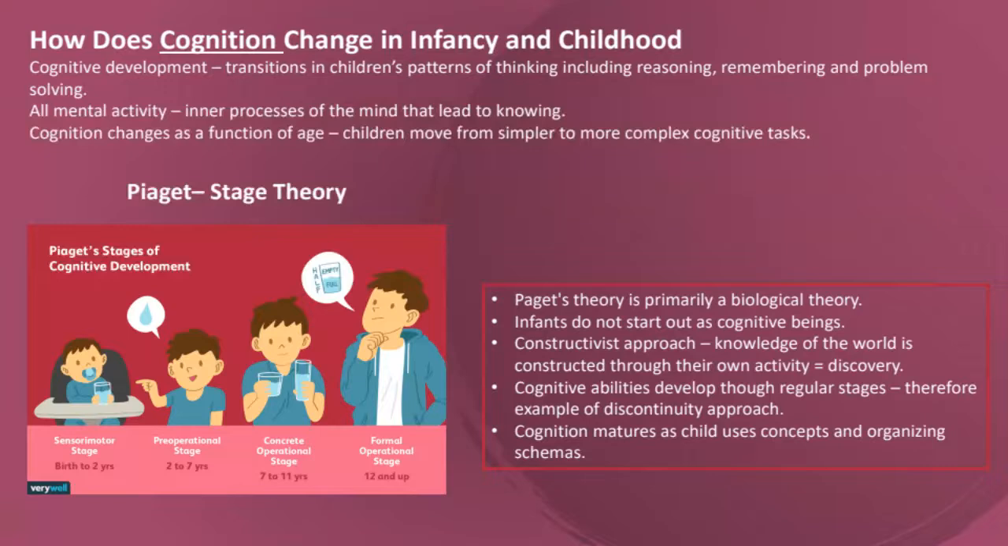The first stage is a sensory motor stage, which we'll explain shortly. Then there's a pre-operational stage, a concrete operational stage, and a formal operational stage. So cognition matures as a child starts to use concepts and organizing things in their world, so their cognition starts to develop, their thinking skills, their ability to work with problems and problem solving. So Piaget had a stage theory of cognitive development.